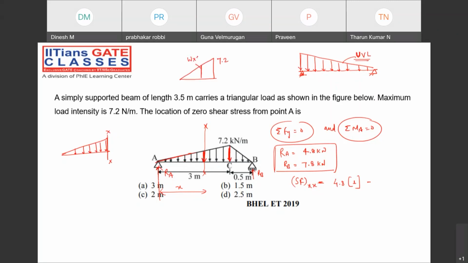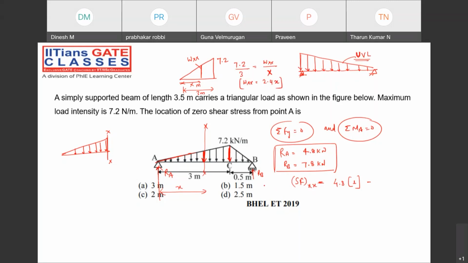Suppose at this location the load is WXX, and this distance is X, and what about this distance, my dear friend? 3 meter. Try to follow similar triangle. 7.2 divided by 3 equals WXX divided by X. So what is the WXX? 2.4x, right? Check it out.